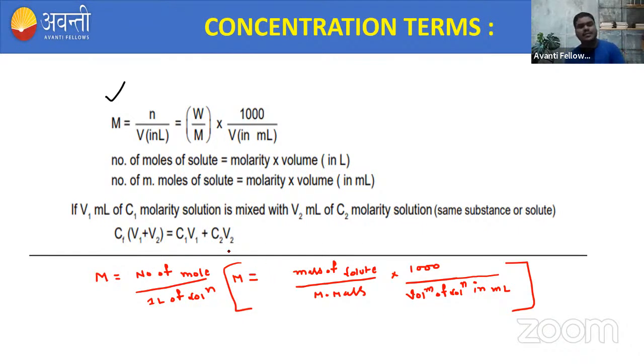where n represents the number of moles of the solute, capital M represents the molecular mass, and V represents the volume of the solution. Always remember, volume of the solution, not volume of anything else. The volume of the solution you have to take in milliliter and just divide by 1000, right? So this is how you can find molarity.